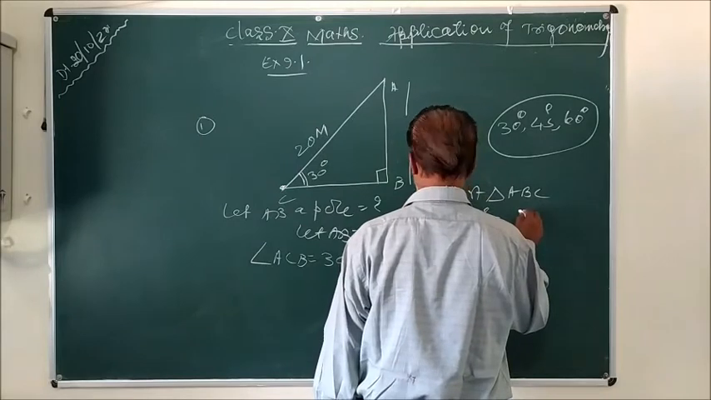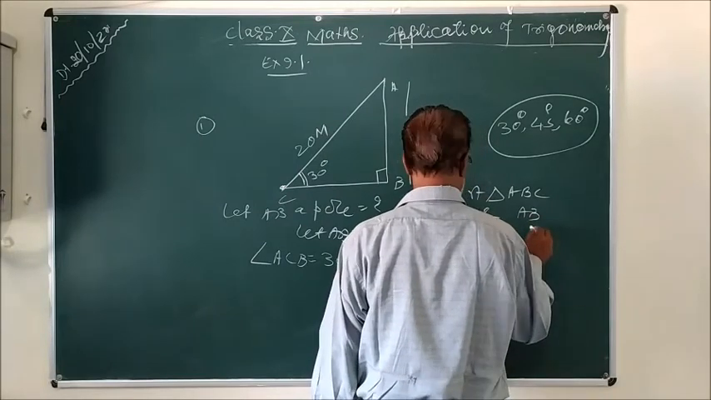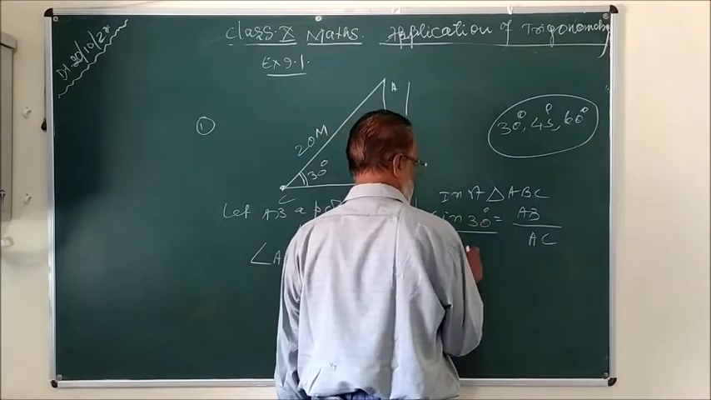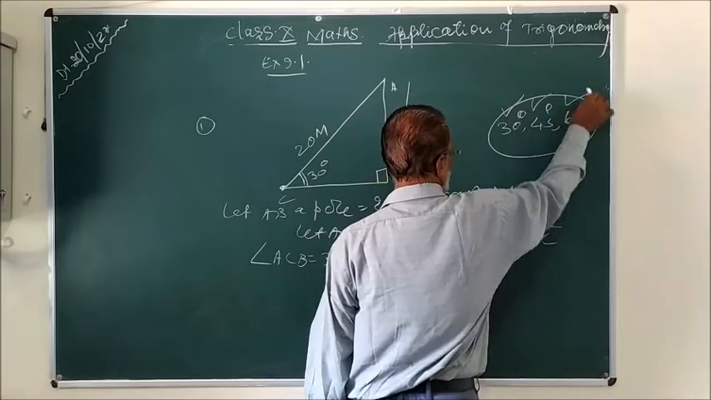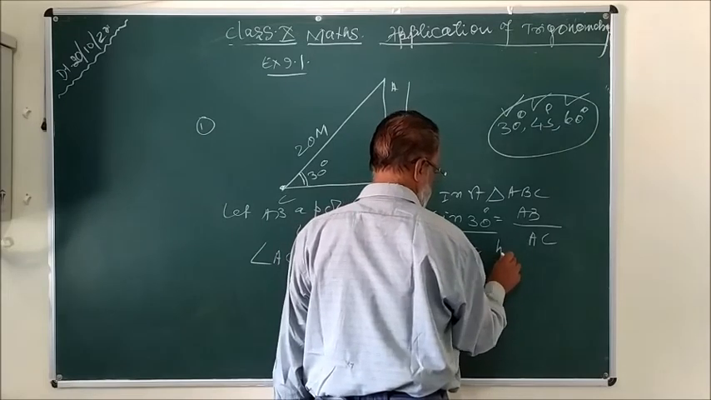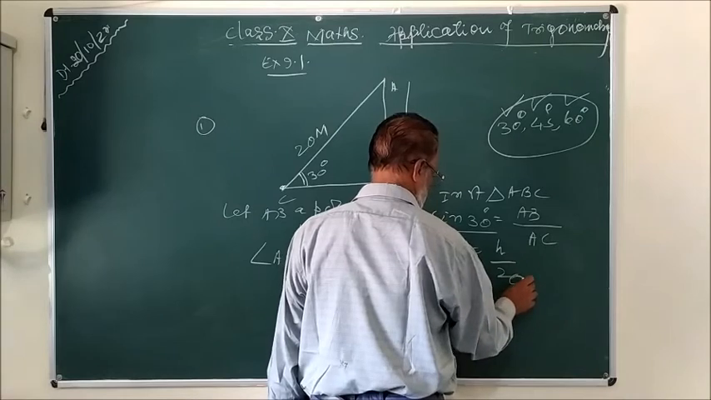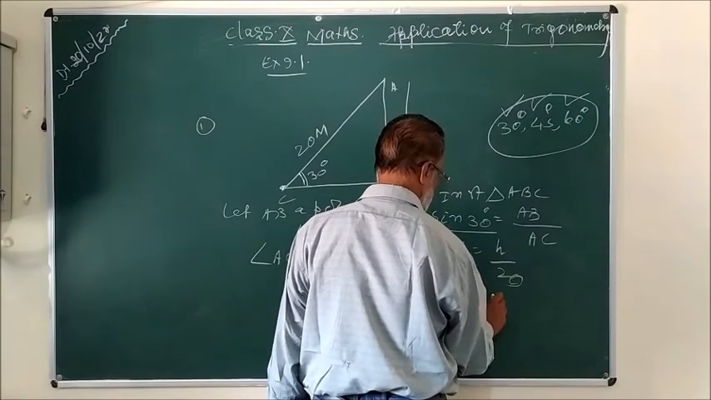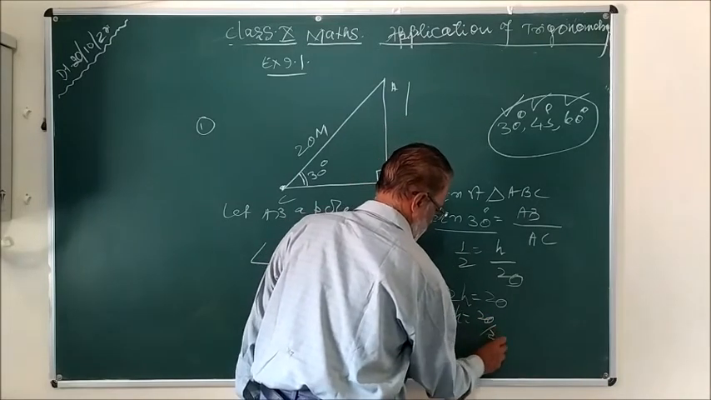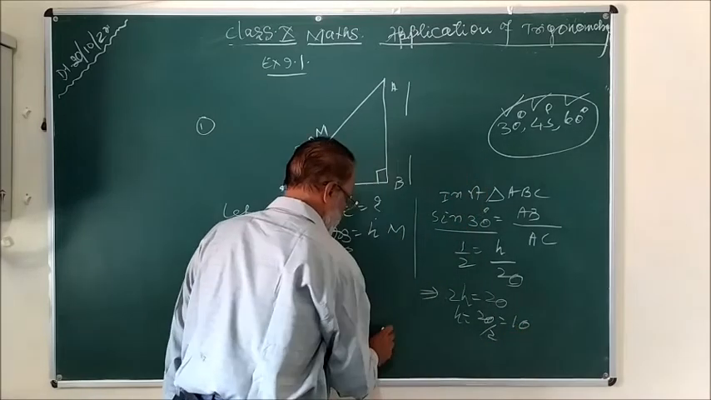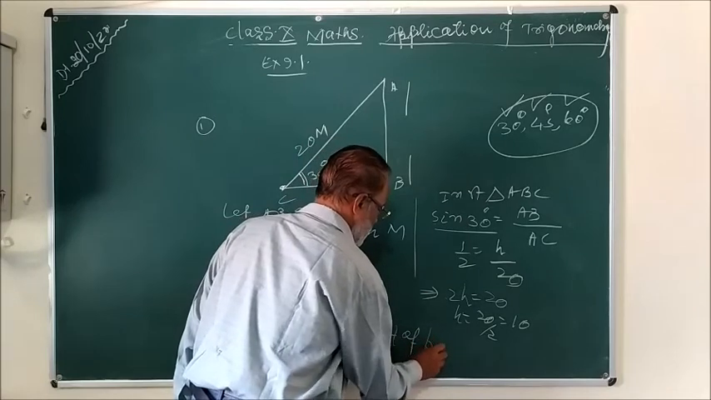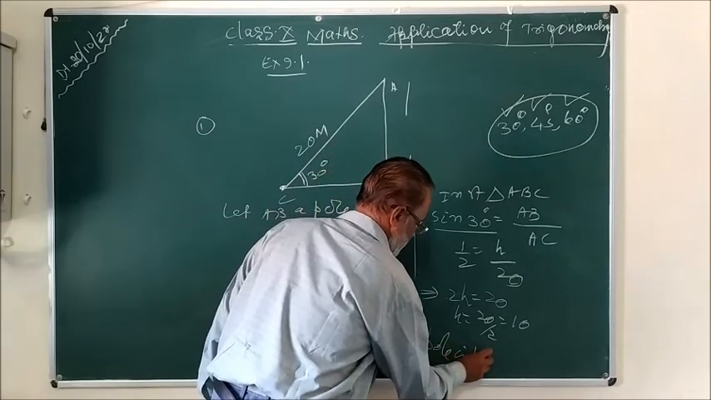Sine 30 is equal to P by H. P is AB and H is AC. The sine 30 value you should know. Its value should be known, otherwise you cannot solve. So 1 by 2 is equal to AB, this is h, by AC, which is 20. By cross multiplying, 2h is equal to 20 and h is equal to 20 by 2. This means 10. This 10 is the height. This is the answer. Height of the pole is 10 meters.